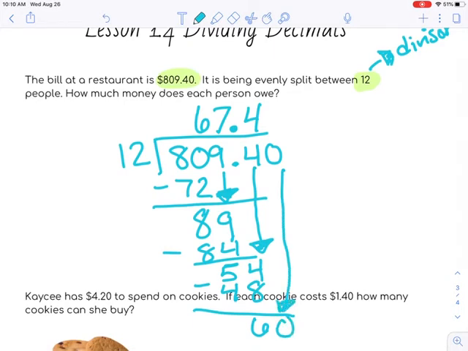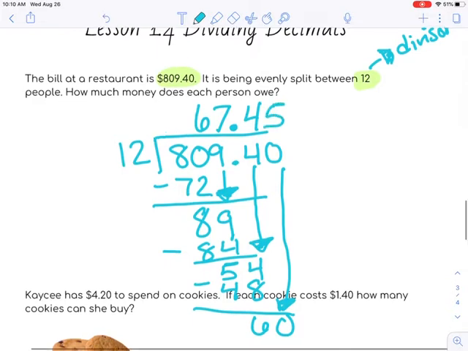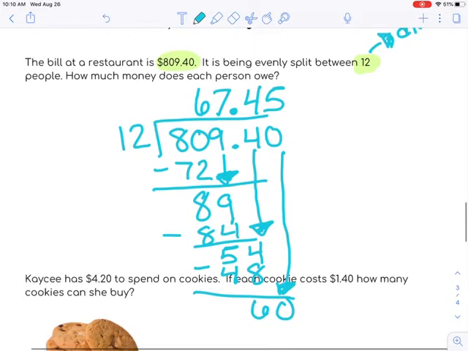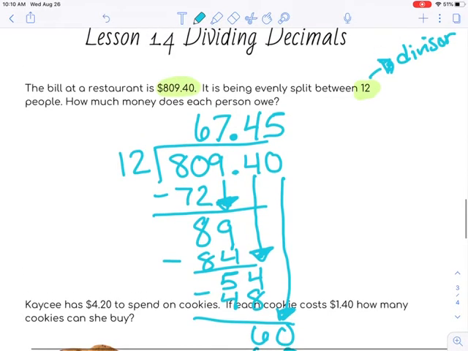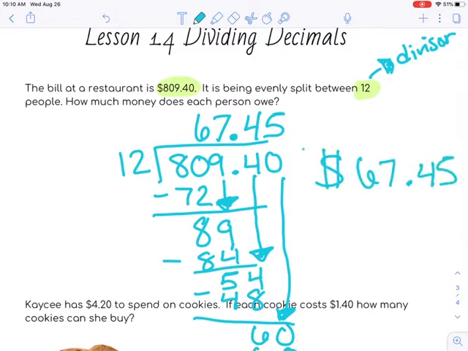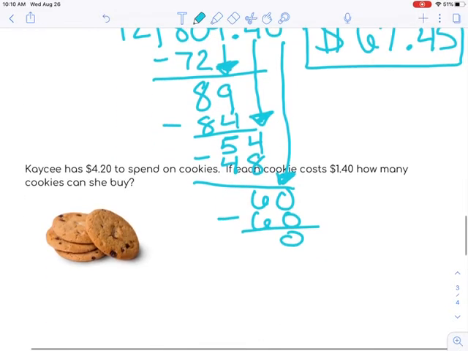So now I have, how many times can 12 go into 60? And 12 can go into 60 5 times. And there's nothing left over because 12 times 5 is 60. So my answer here is $67.45. So each person owes $67.45. All right, let's try another one.